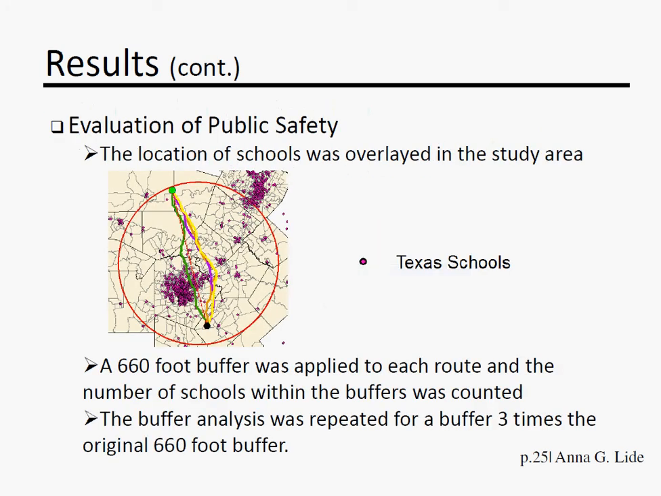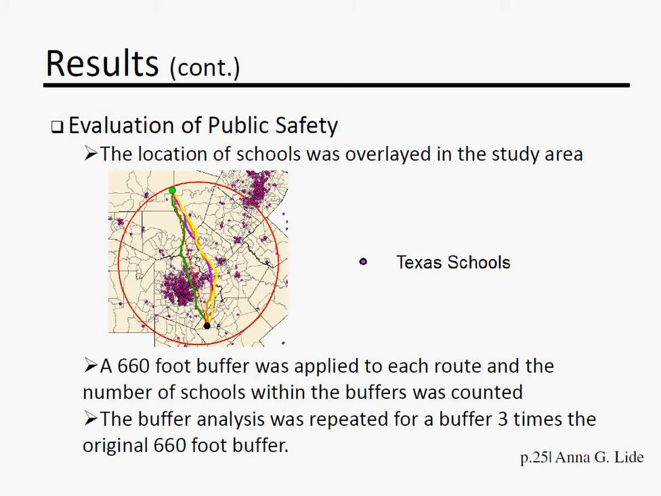The data set of point locations of schools was overlaid onto the paths, and the proximity to the schools was used as a means to evaluate the routes with respect to public safety. A buffer was applied to each route, and the number of schools falling within the buffer was counted using the Select by Location tool.